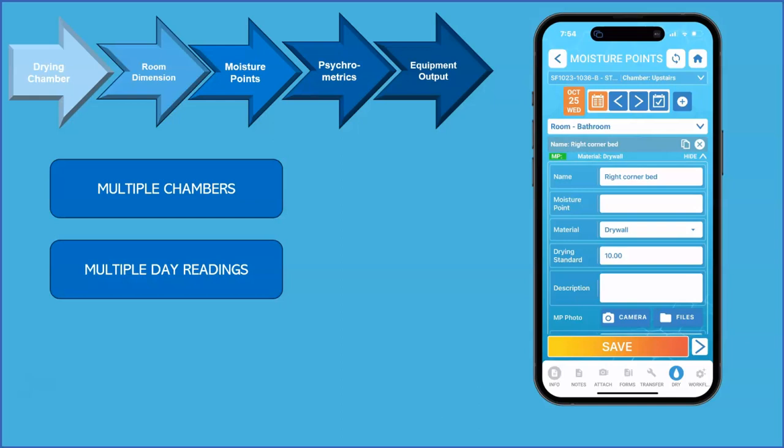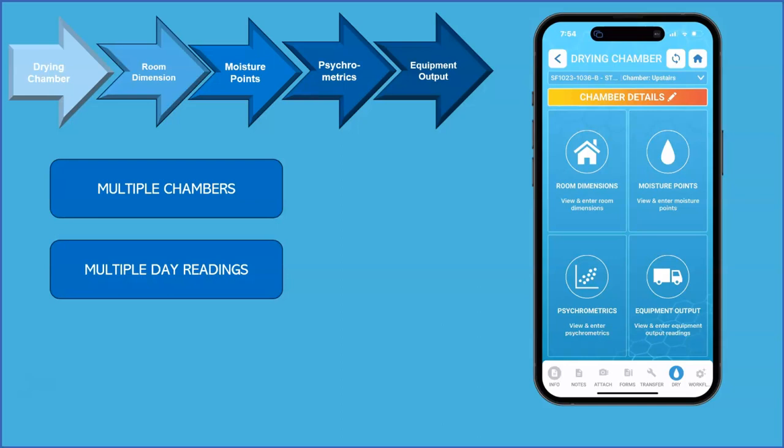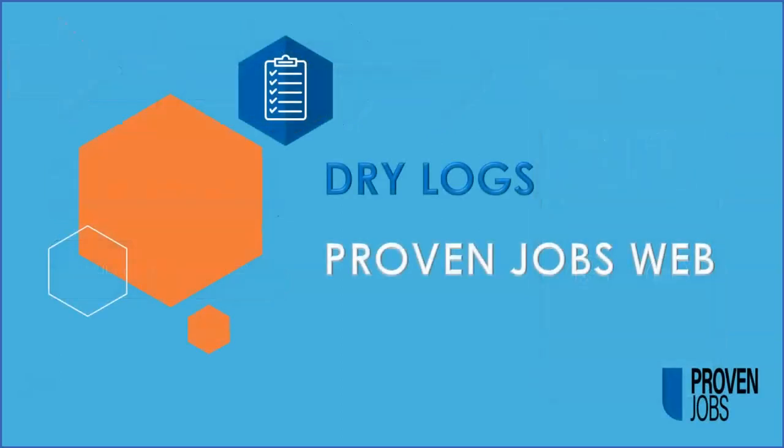You will notice that the current date and time has automatically populated in the upper section of the screen to allow me to enter in a moisture point. If you have multiple chambers residing on a job site, you can simply tap the chamber selection to toggle between chambers. Let's talk about how all this information rolls up and is managed within our Proven Jobs web system.